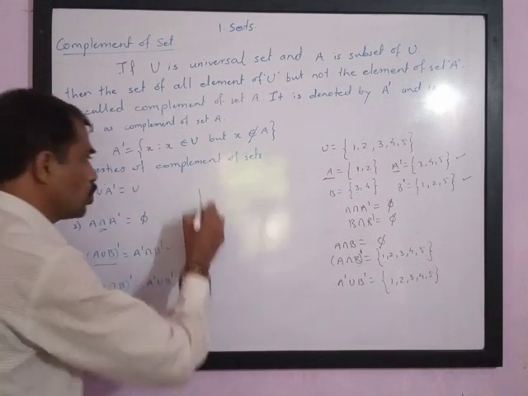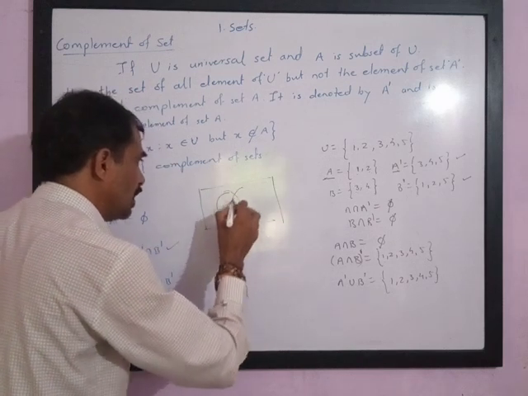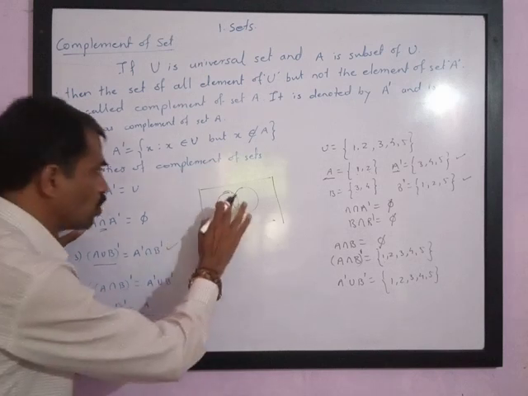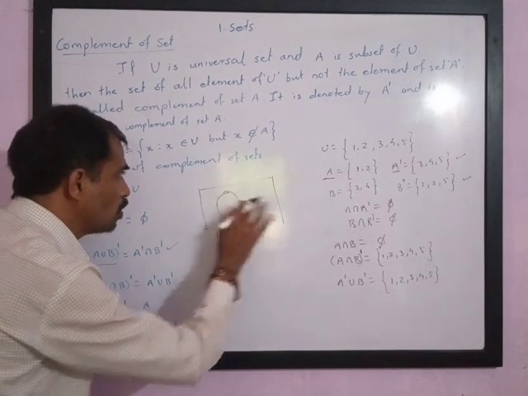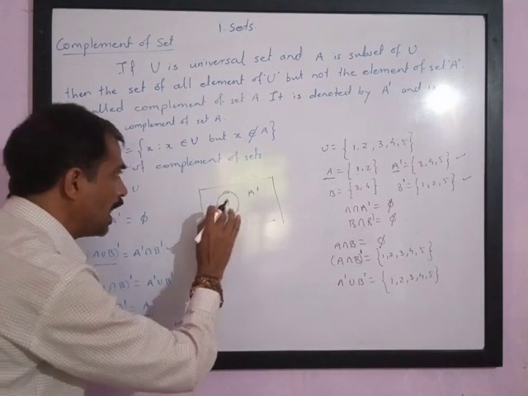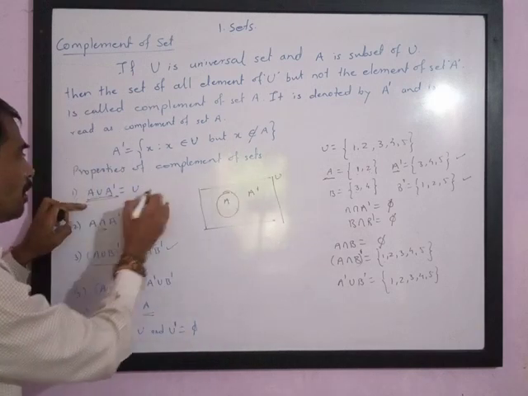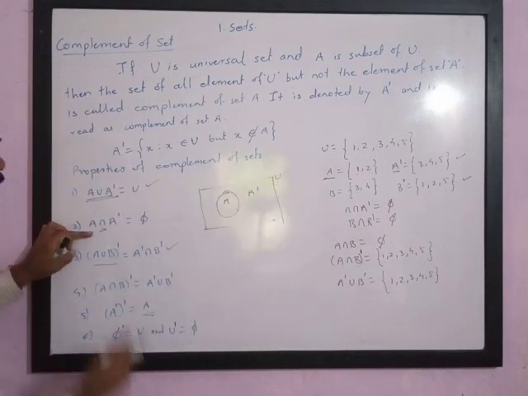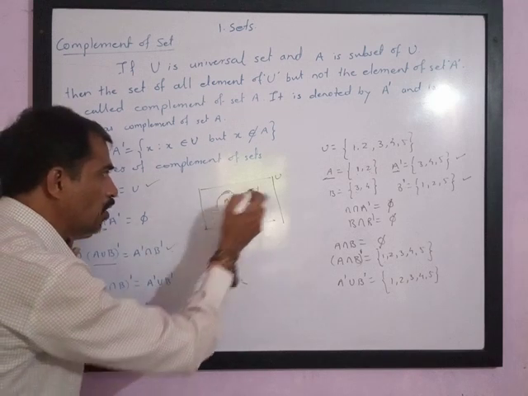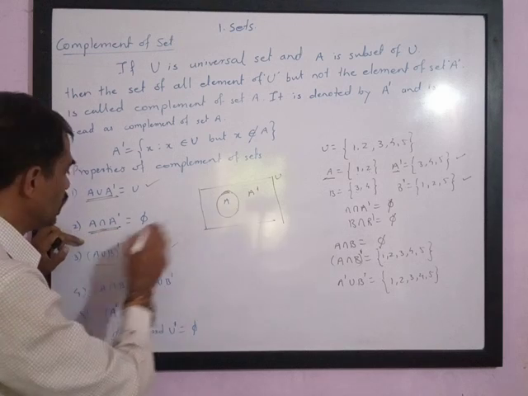This can also be understood with the help of a Venn diagram. If this is a set A, this is set B, then take A and A complement. If this is set A, the outside is A complement, and you will notice that A and A complement together make the universal set. So A union A complement is equal to the universal set. Second is A intersection A complement. Please note, they don't have any common element. So A intersection A complement is equal to the null set.